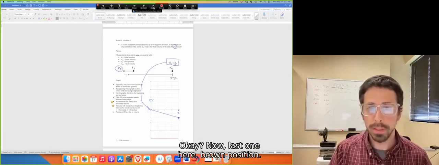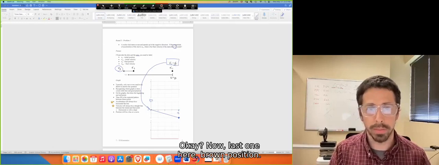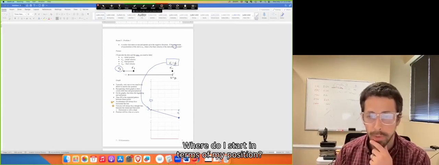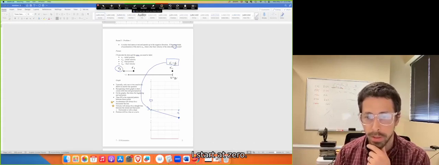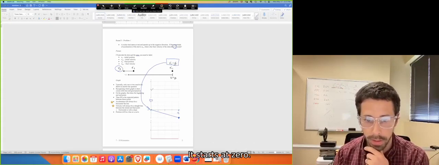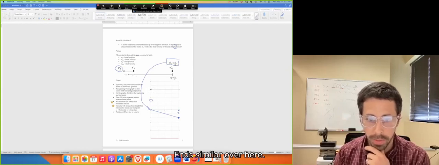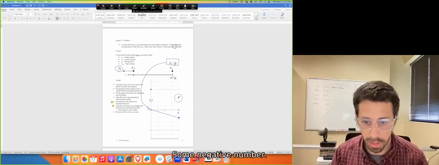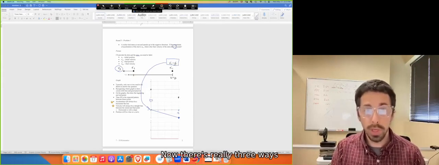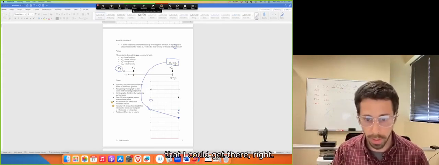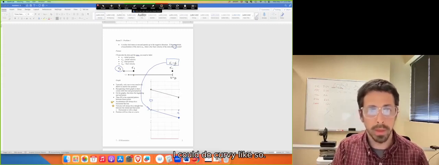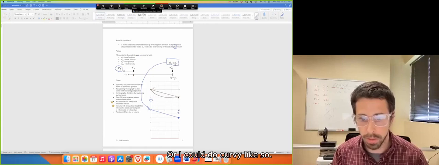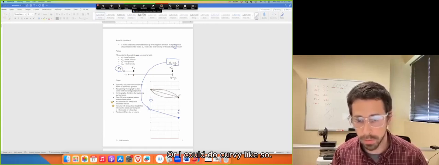Okay, now last one here, brown. Position. Where do I start in terms of my position? I start at 0, right? Start at 0. And I end somewhere over here. That's some negative number, right? Now there's really 3 ways that I could get there. I could do a straight line. I could do curvy like so. Or I could do curvy like so.